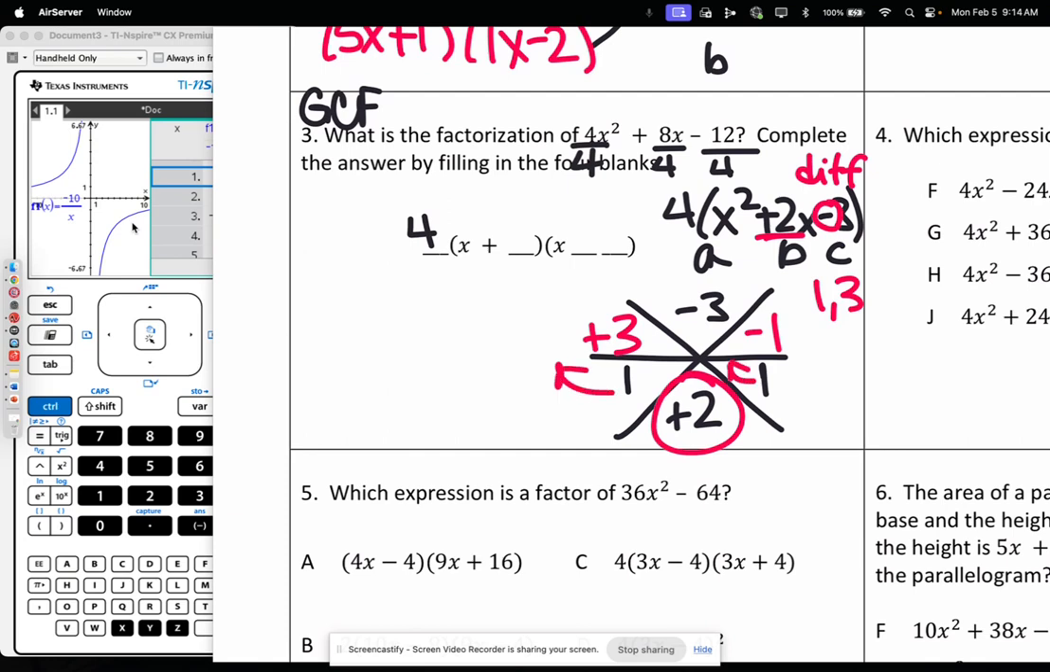There's no reducing needed, so I get 1x plus 3. If you want to write it out first, you can. And then 1x minus 1. So this actually wants you to put the negative there.